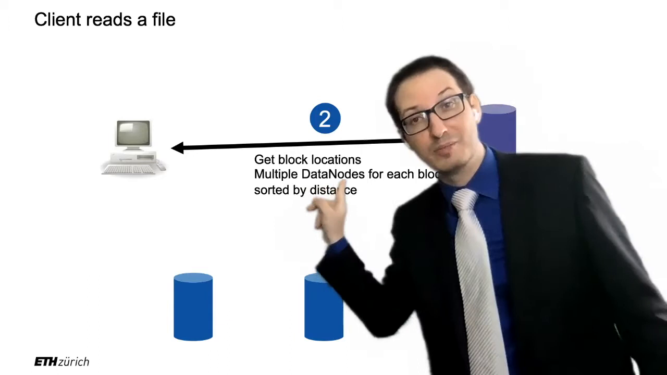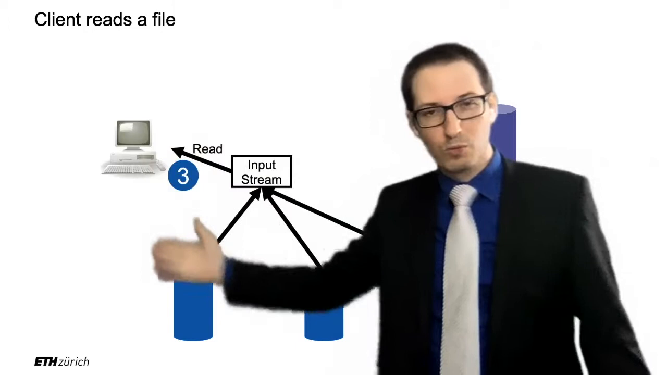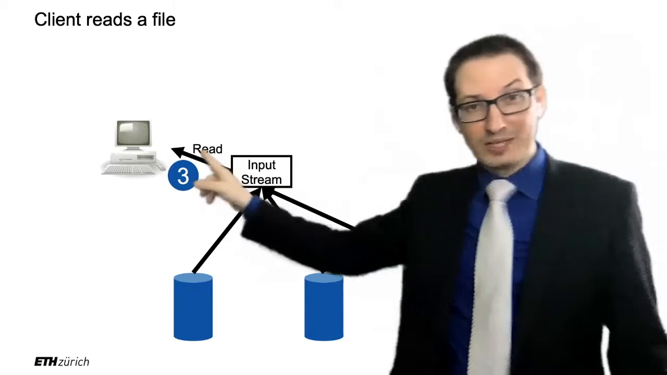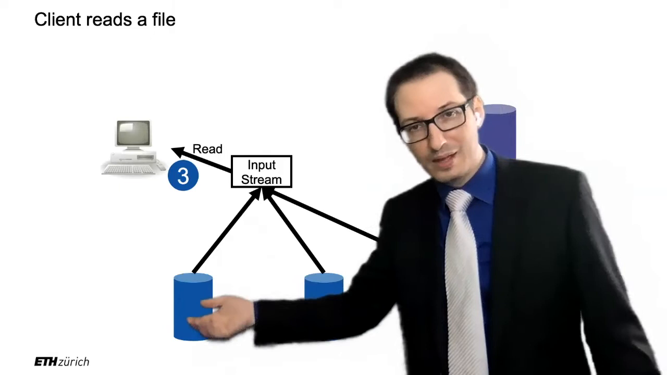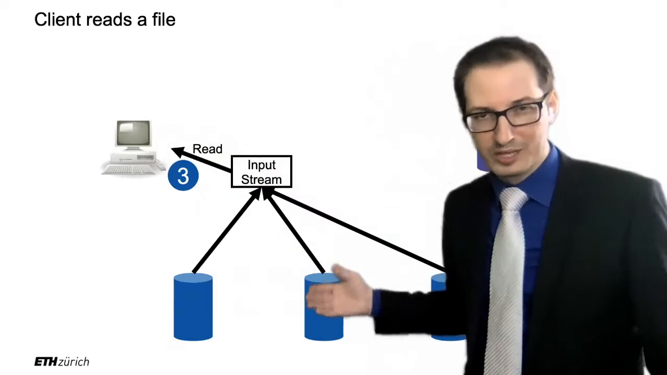Next, the client knows where to go to ask for the blocks, right? That's the question you asked yesterday. So what it does is that it connects to each block in turn, and tries the first data node from the list for every block. It downloads the block, then goes to the next data node, downloads the block, goes to the next data node, downloads the block, and so on.